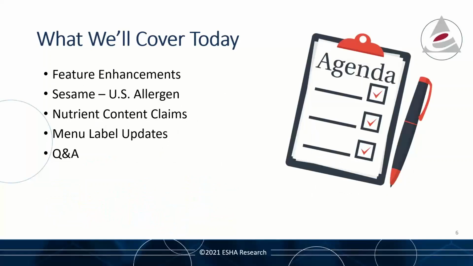Today, we'll be discussing the feature enhancements included in Genesis version 11.11, including Sesame added as a U.S. allergen. We'll show you the changes made to the U.S. and Canadian nutrient content claims features, updates made to the menu label options, and we'll end with the Q&A.